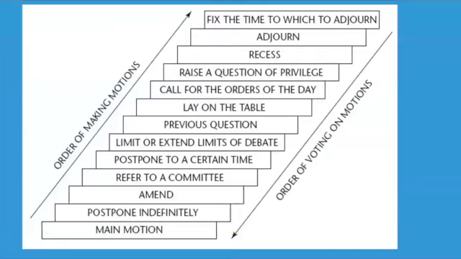So we have looked at different types of motions, and motions all have hierarchy. If you look at this slide, it is basically a staircase. The way you make motions, the order of motions, if you're looking at the screen, going up is how you make motions. Going down the steps is how you should vote on motions. So how do I explain this? You always have to have a main motion. So main motions are your lowest step. If you don't have a main motion, there's nothing you can do.